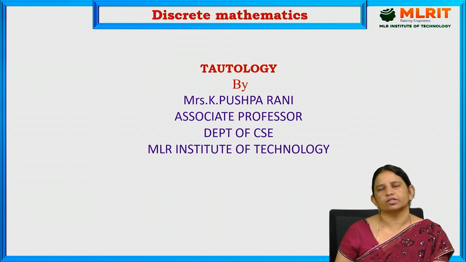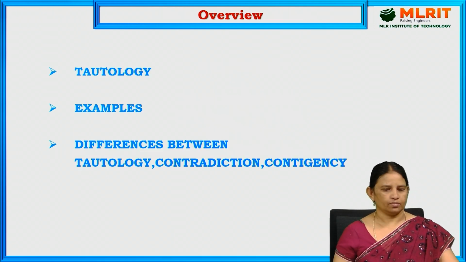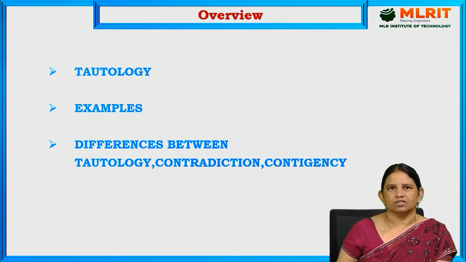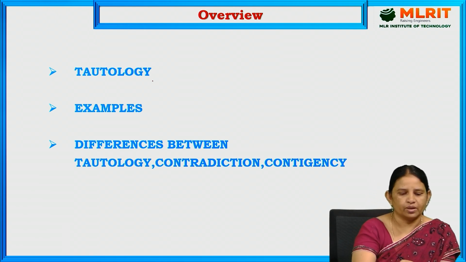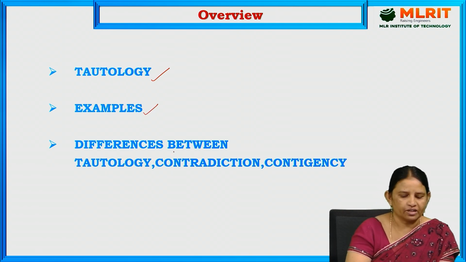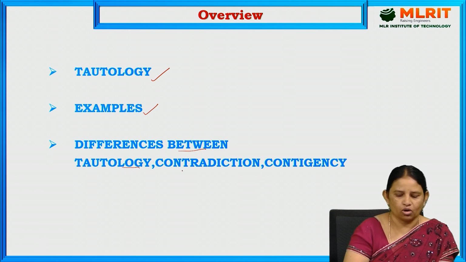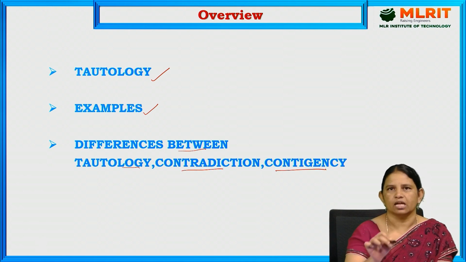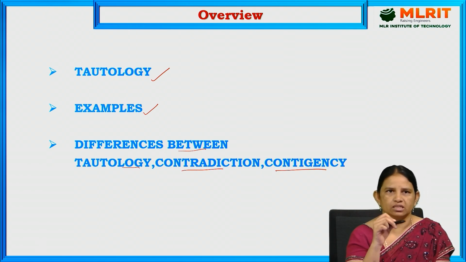Today I am going to discuss an important topic in discrete mathematics, tautology. In this class we are going to discuss what is meant by tautology, examples of whether a given proposition is a tautology or not, and the differences between tautology, contradiction and contingency. These are the topics we are going to discuss in this lecture.